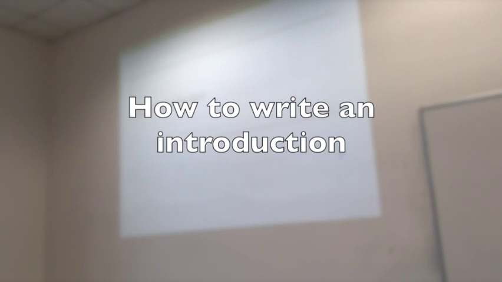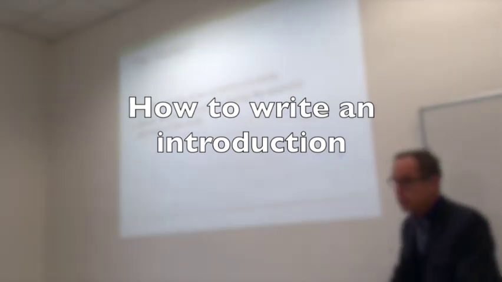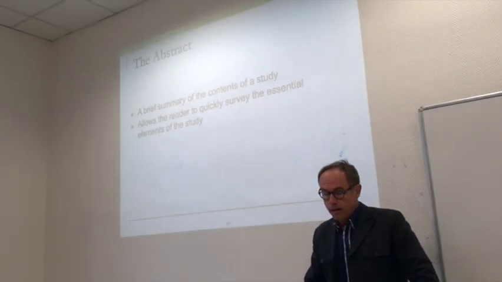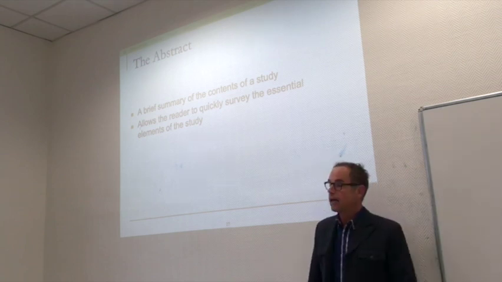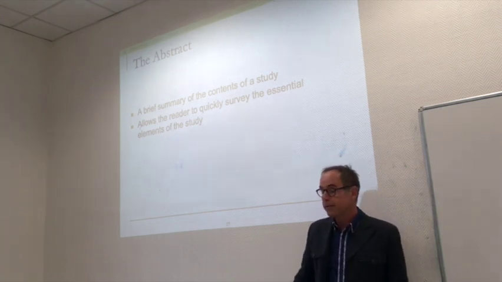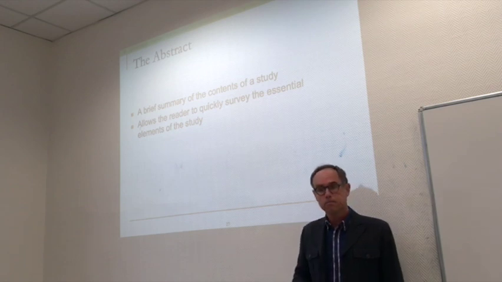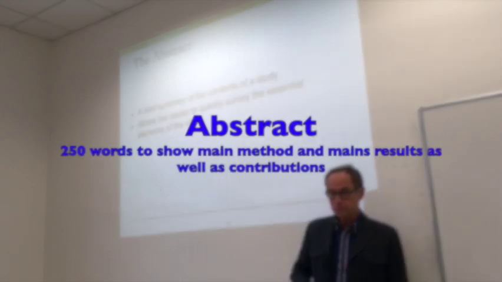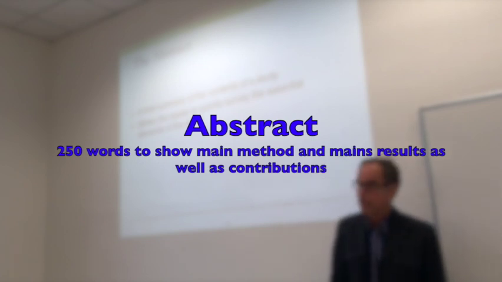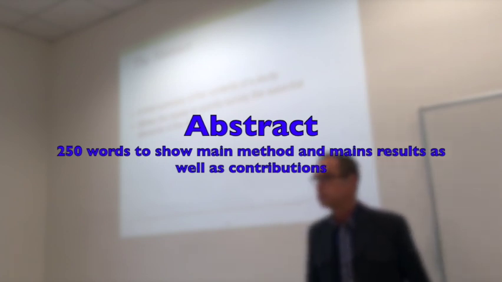How to write an introduction. The introduction is, first of all, where you put a short abstract. An abstract is a short summary about the content of the study and the main results. It gives the reader a quick view about the essential elements and contributions of the study.